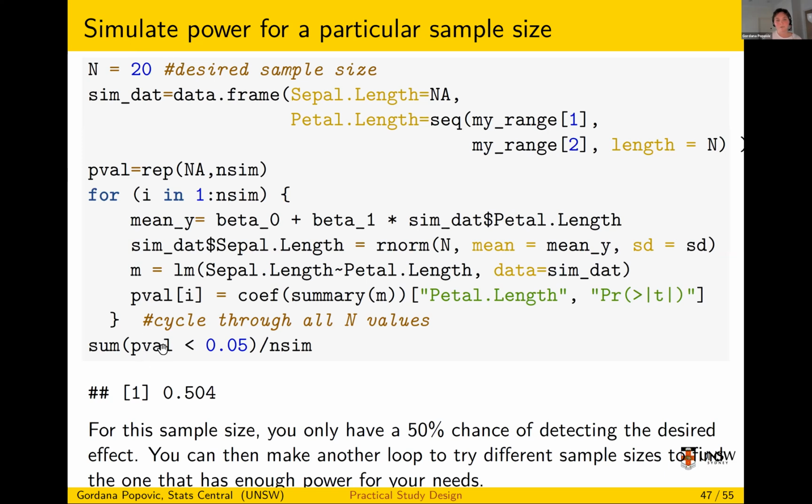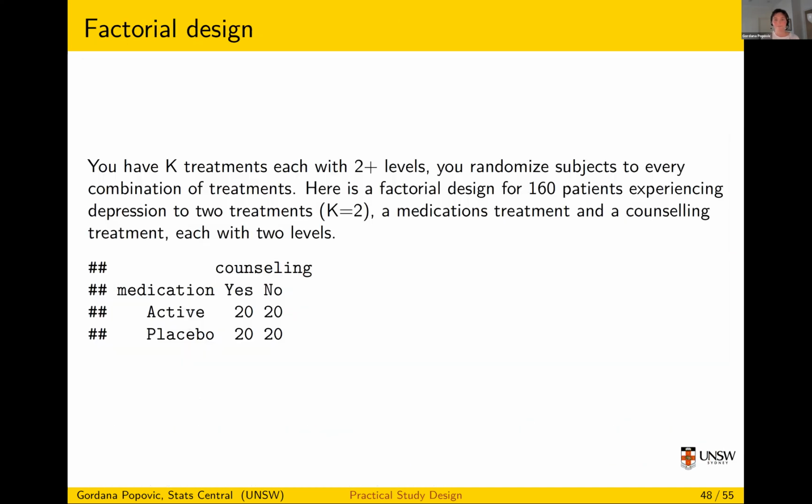And I'm going to see what proportion of my p-values are less than my cutoff. In this case, it's about 50%. So for this sample size of 20, about 50% of the time I get a significant p-value. So that will be my power. If this is all over your head, don't worry about it, but I wanted to put it in case people are interested in doing more complex power analysis.